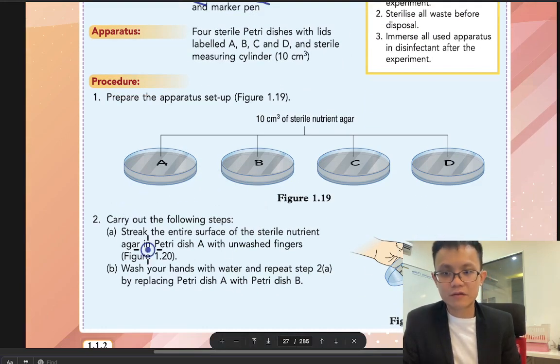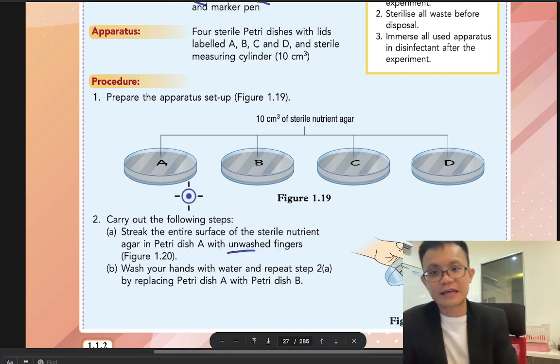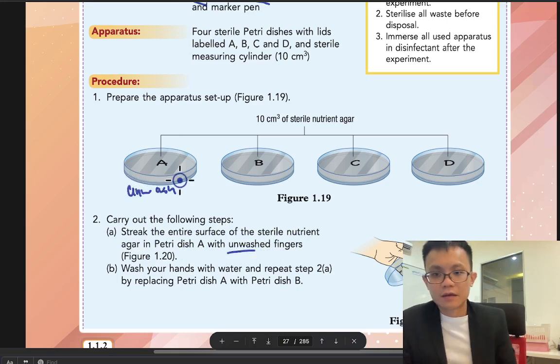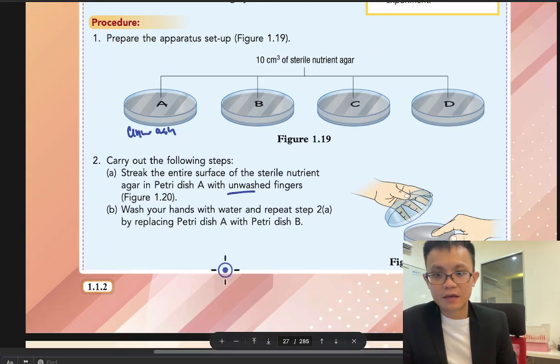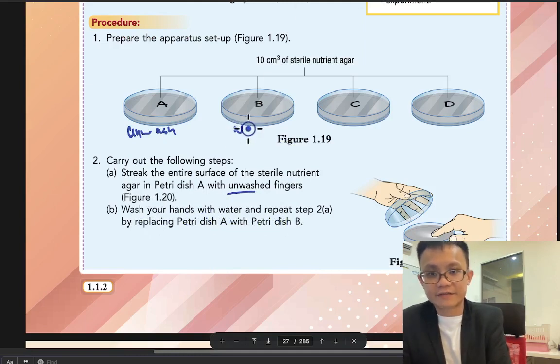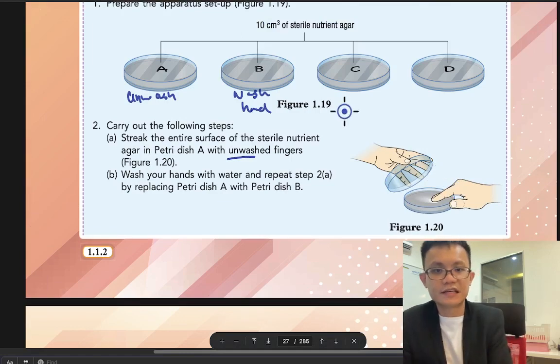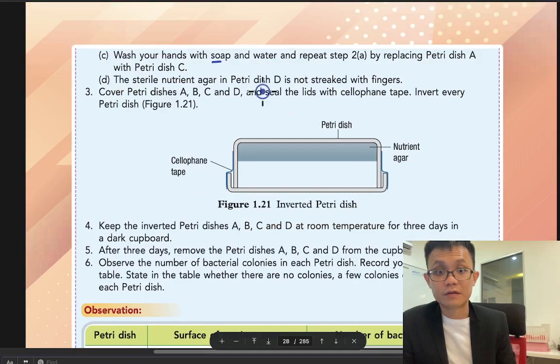So carry out streaking the nutrient agar with unwashed finger. So A is 没有洗手, unwashed hand. B, wash your hand with water. So this one is wash hand, wash hand and touch the B. And C is use the soap. So C is you use the soap. And D, I think is the control variable.